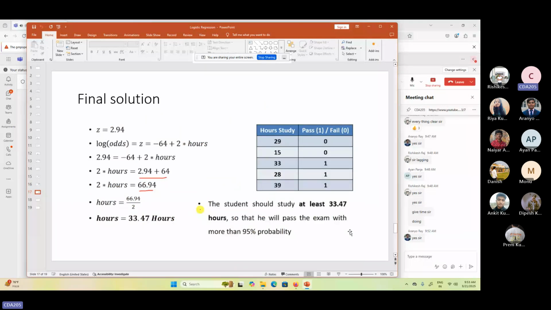Z is equal to minus 64 plus 2 into hours. That is 2.94 is equal to minus 64 plus 2 into hours, and we can calculate the hours.